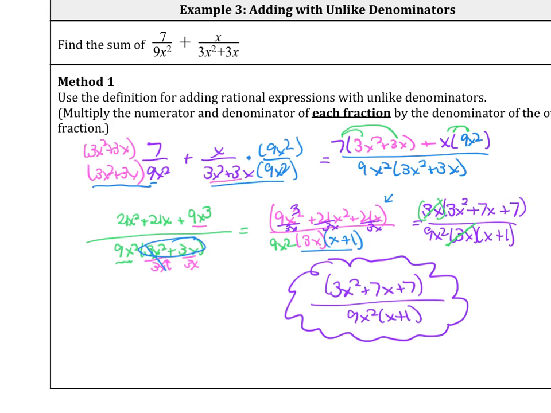So that is adding with unlike denominators, and that is method 1. In the next video, I'm going to go over how to do method 2, and then you'll get a couple of practice problems as well.